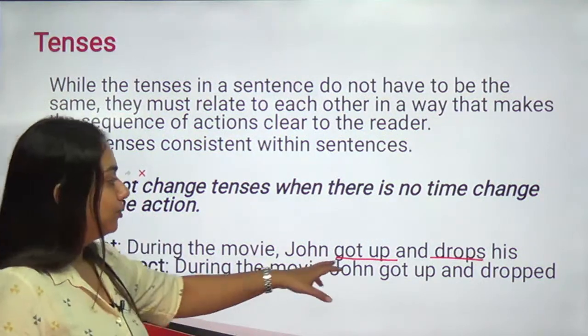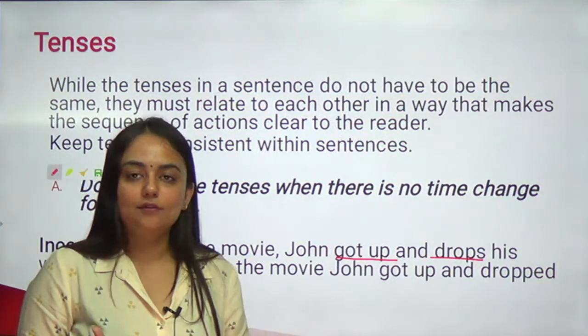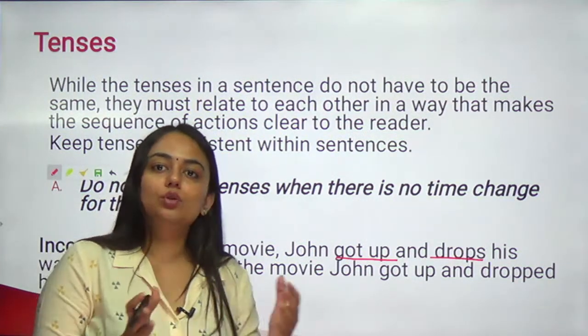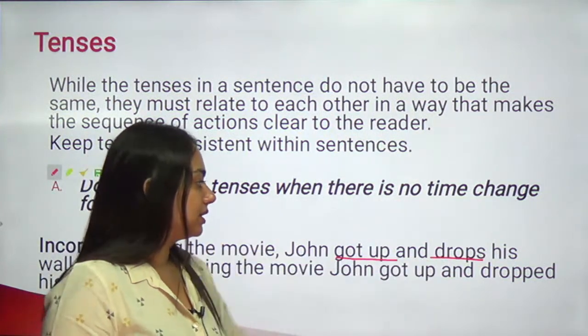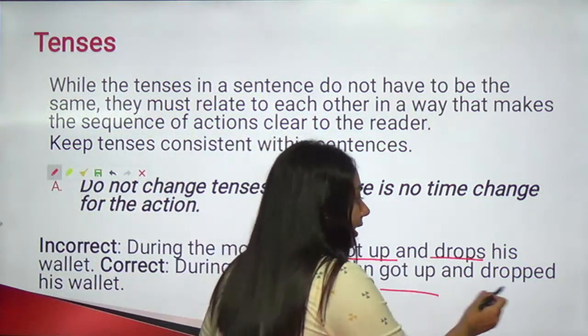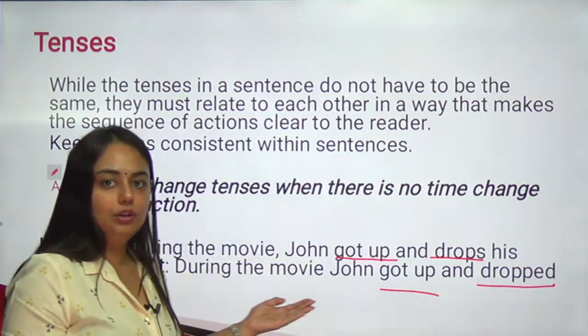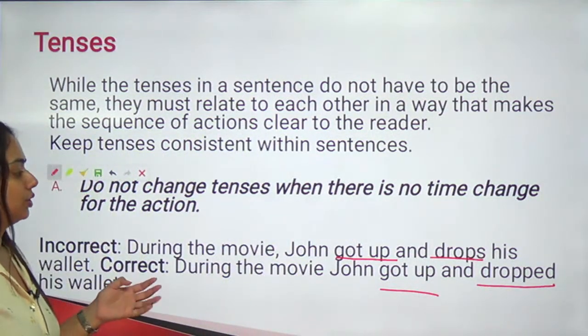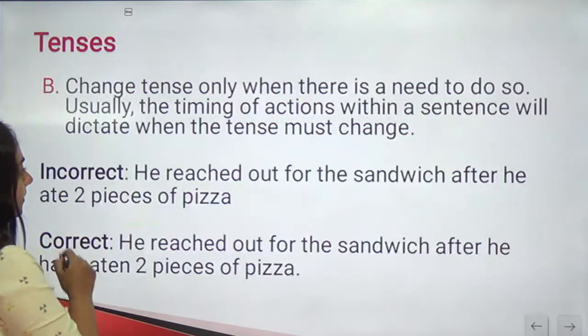So we know that both these things happened together, right? He got up and just after that he dropped the wallet. There is no change in the time of the action. So you have to keep it consistent with that. Got up and dropped. Simple past tense, simple past tense. Now there is parallelism in the structure. So this is how you have to answer the tenses questions.